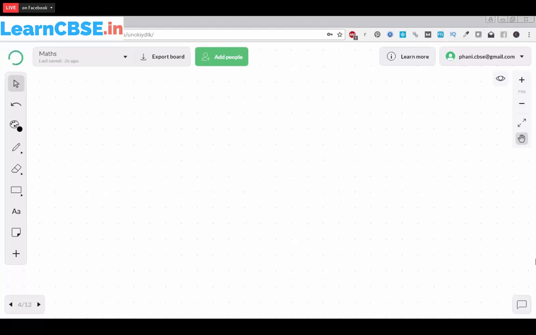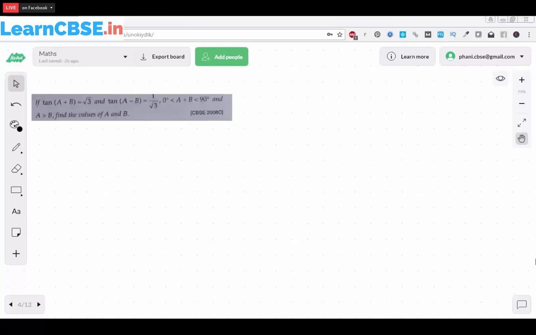You have to find out the value of this question. It's given tan(a+b) is root 3, tan(a-b) is 1 by root 3, and it is given 0 degree less than a+b less than or equal to 90 degree, and a is greater than b. We have to figure out the value of a and b.